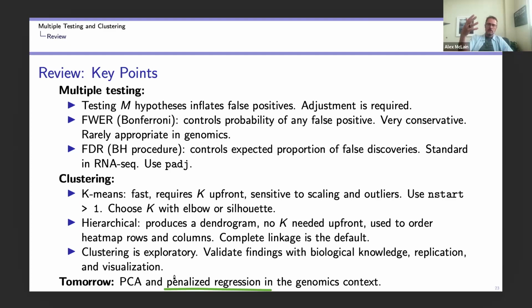In the afternoon, you're going to apply some of these techniques, multiple testing and clustering, on some of the data that we've been using in the lab there.